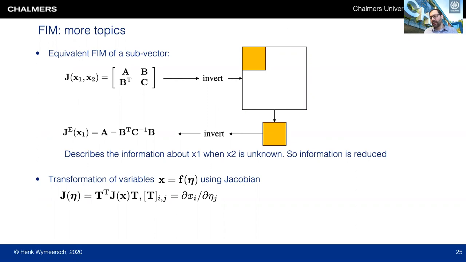And then the last topic is the transformation of variables. Let's say you've computed the Fisher information of variable X, but actually, I don't care about X, I care about some transformation of X. This can happen when you've computed the Fisher information of distances, and instead you want to compute the Fisher information of position, because there's a relation between position and distance. You can exploit this relation by computing the so-called Jacobian, which is this thing, and then pre- and post-multiplying with this Jacobian to get the Fisher information of the unknown eta. I understand all of these things are a bit abstract, so maybe it's good to do one simple example before moving on.